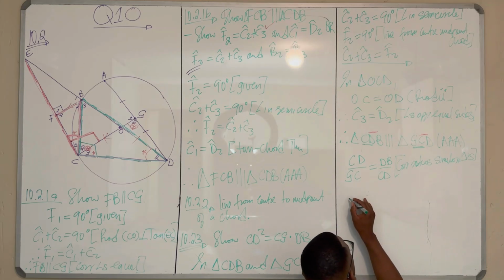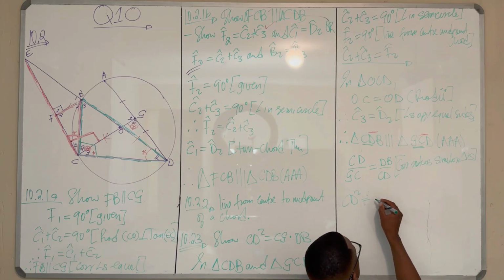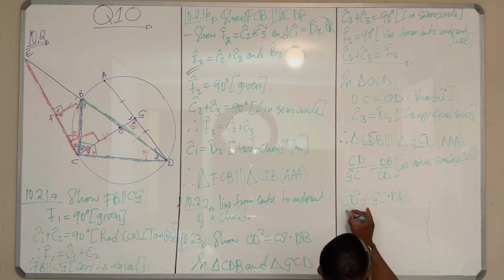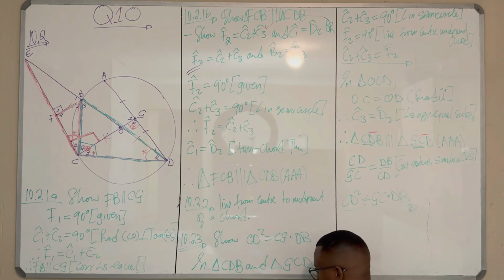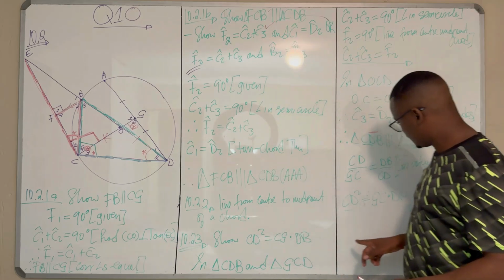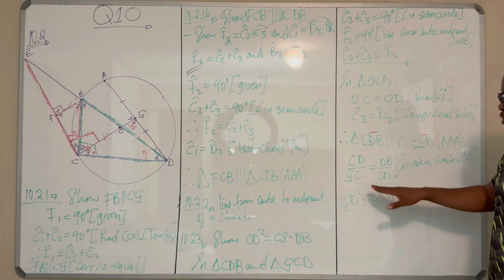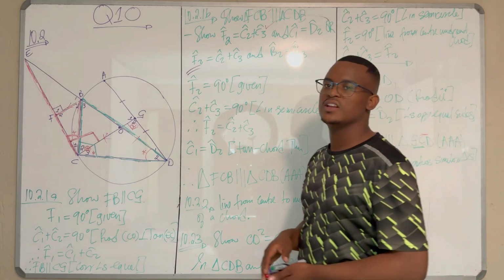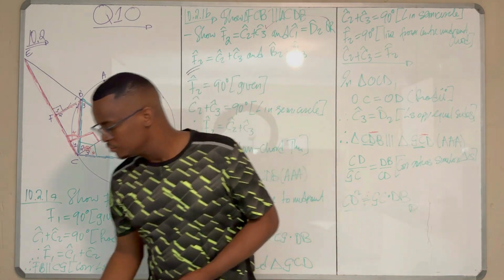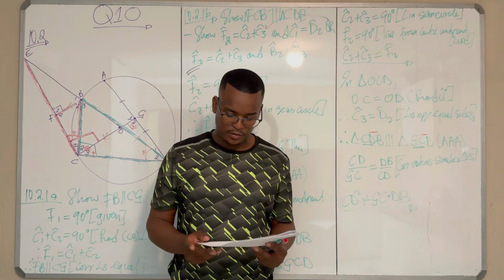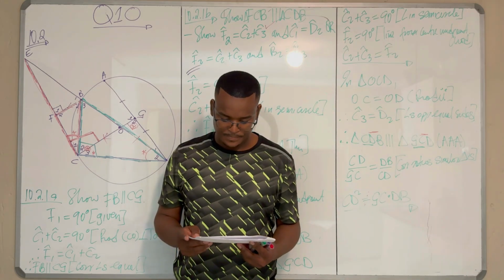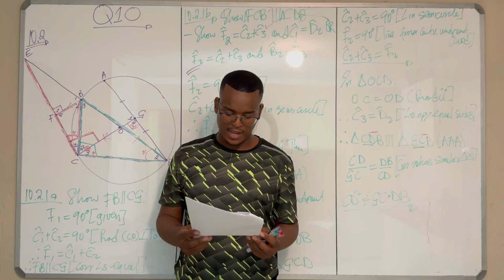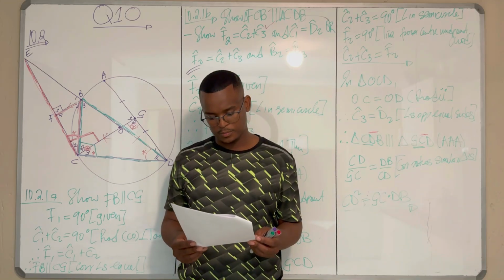So cross multiply here, your CD squared is equal to your GC times DB, which is what they wanted you to prove to begin with. So knowing how to prove the Pythagoras theorem makes this question very, very easy. So we are left with 10.2.4. I'm going to clean the board and then we're going to do 10.2.4.